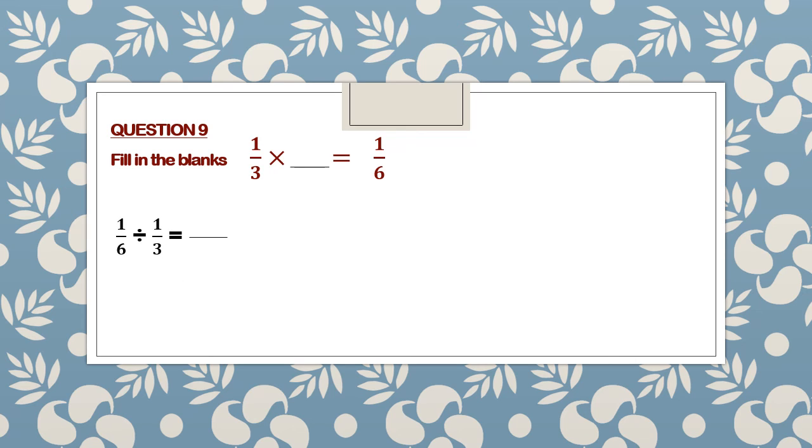Now this division sign will get converted into multiplication sign, and the reciprocal of 1 upon 3 will be 3. So 1 upon 6 multiplied by 3 upon 1 is equal to 3 upon 6, which can be reduced further to 1 upon 2. So 1 upon 3 multiplied by 1 upon 2, we get the answer as 1 upon 6. So 1 by 2 should be multiplied to 1 upon 3 to get the answer 1 upon 6.